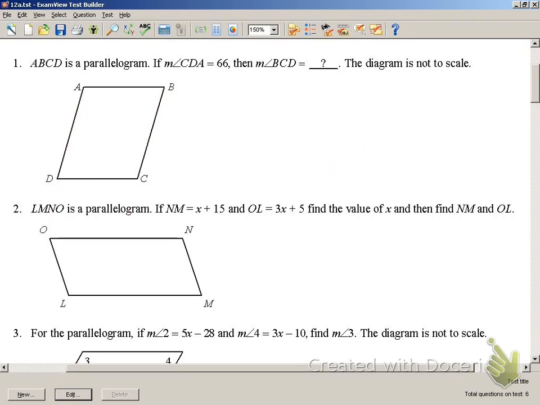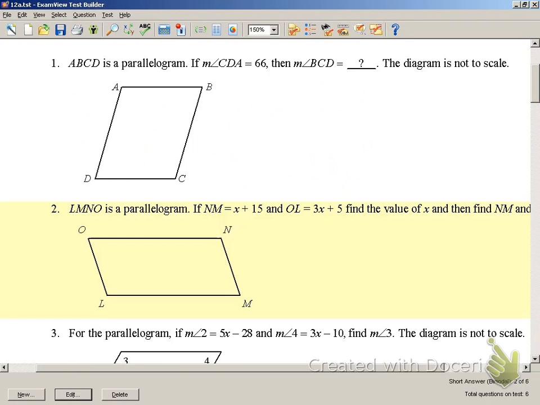Number 2, LMNO is a parallelogram. So just like number 1, if we're told we have a parallelogram, all of our properties come into play. If NM is X plus 15, and OL is 3X plus 5, find the value of X and then find the measure of NM and OL.